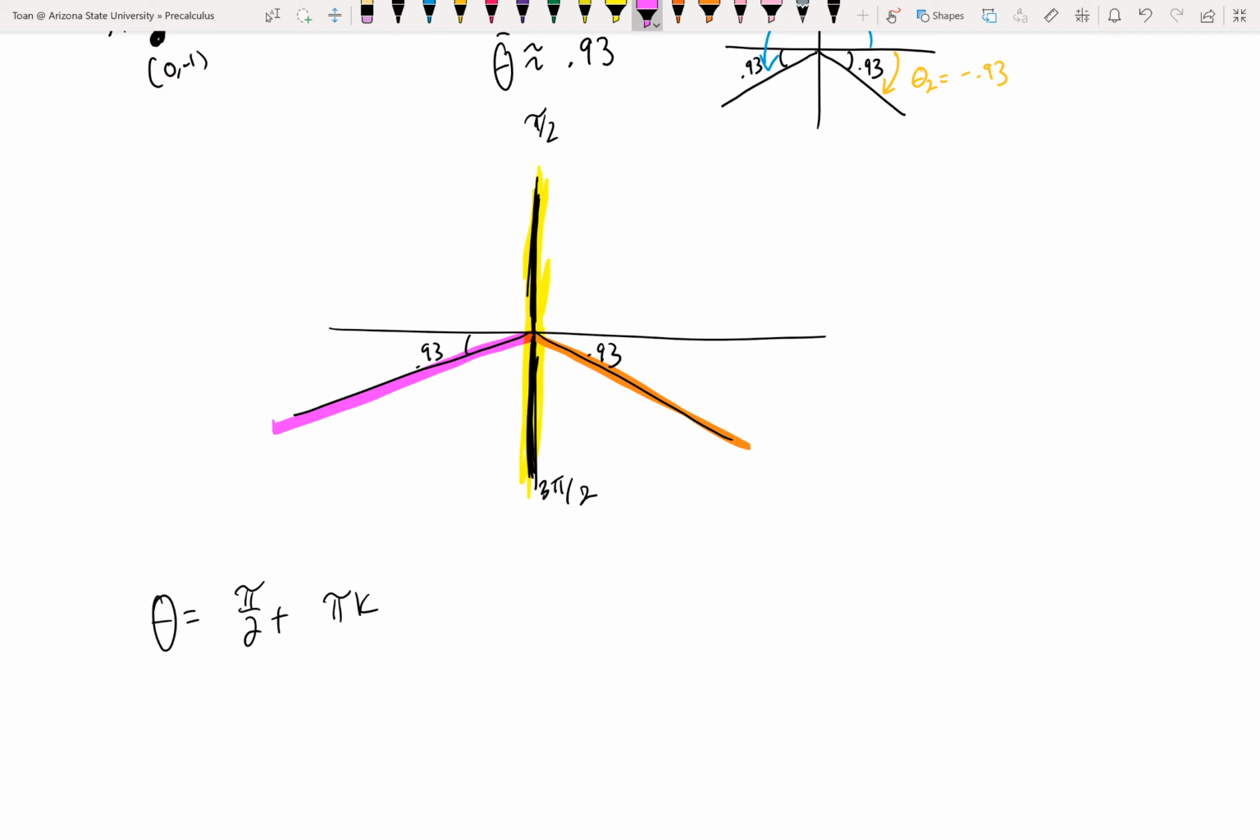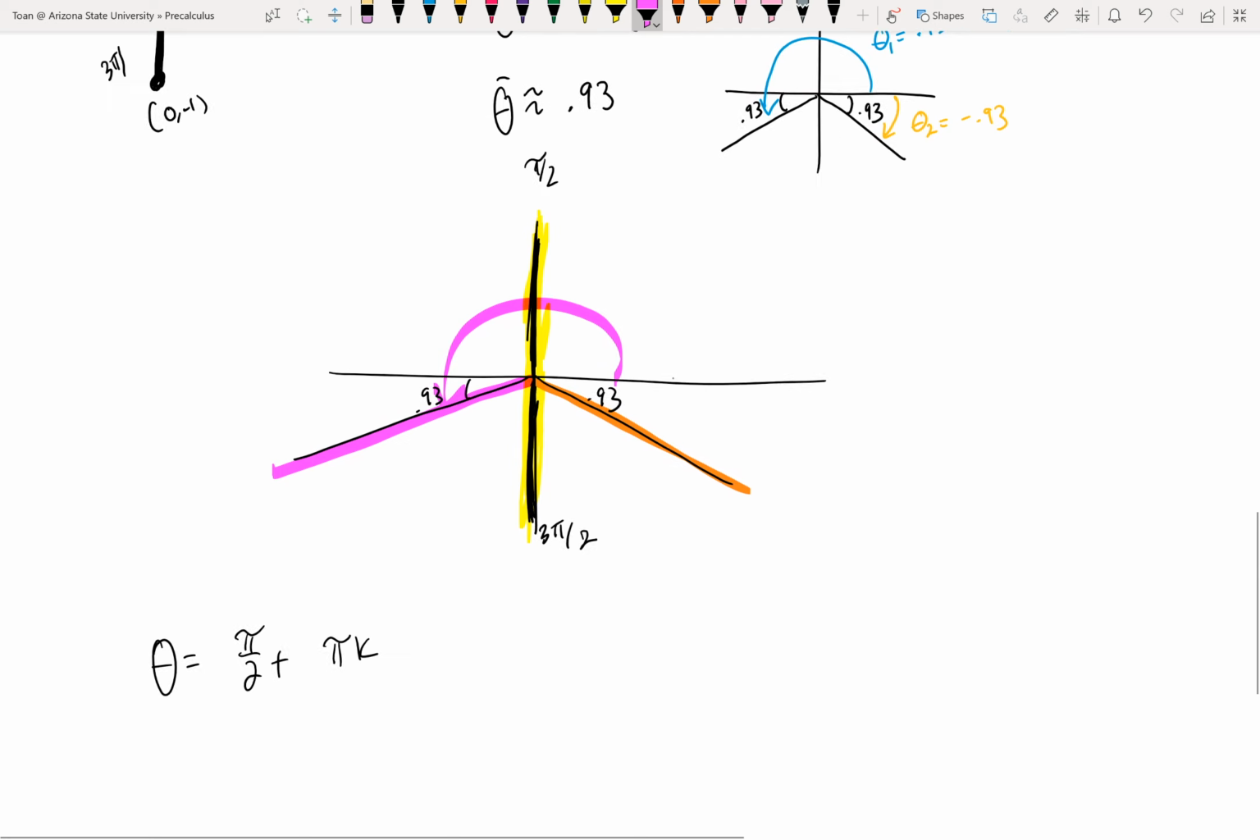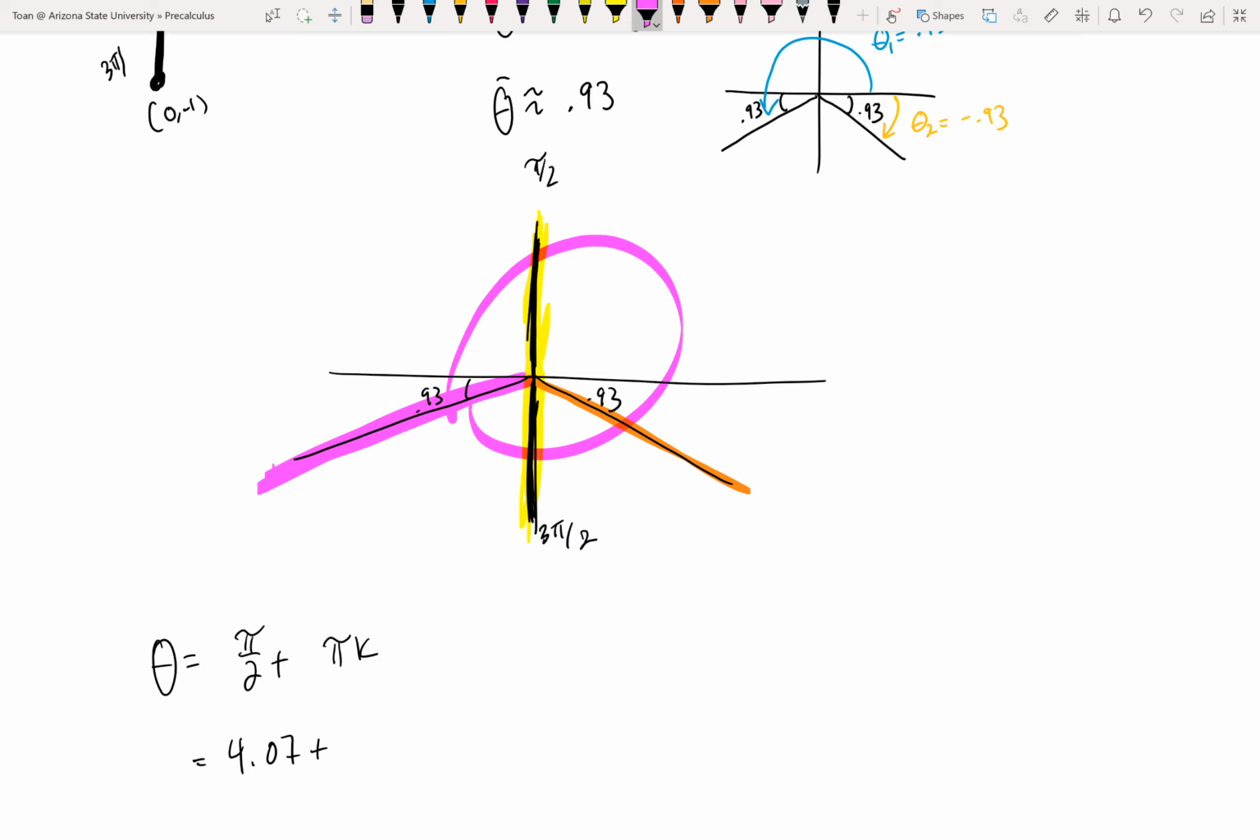Let's go to the blue answer. So this right here we've already said was 4.07. How far would I have to go if I'm already right here? How far would I have to go before I get to the next blue answer? Well, I'm forced to go a full circle. So this will just be plus 2 pi k.